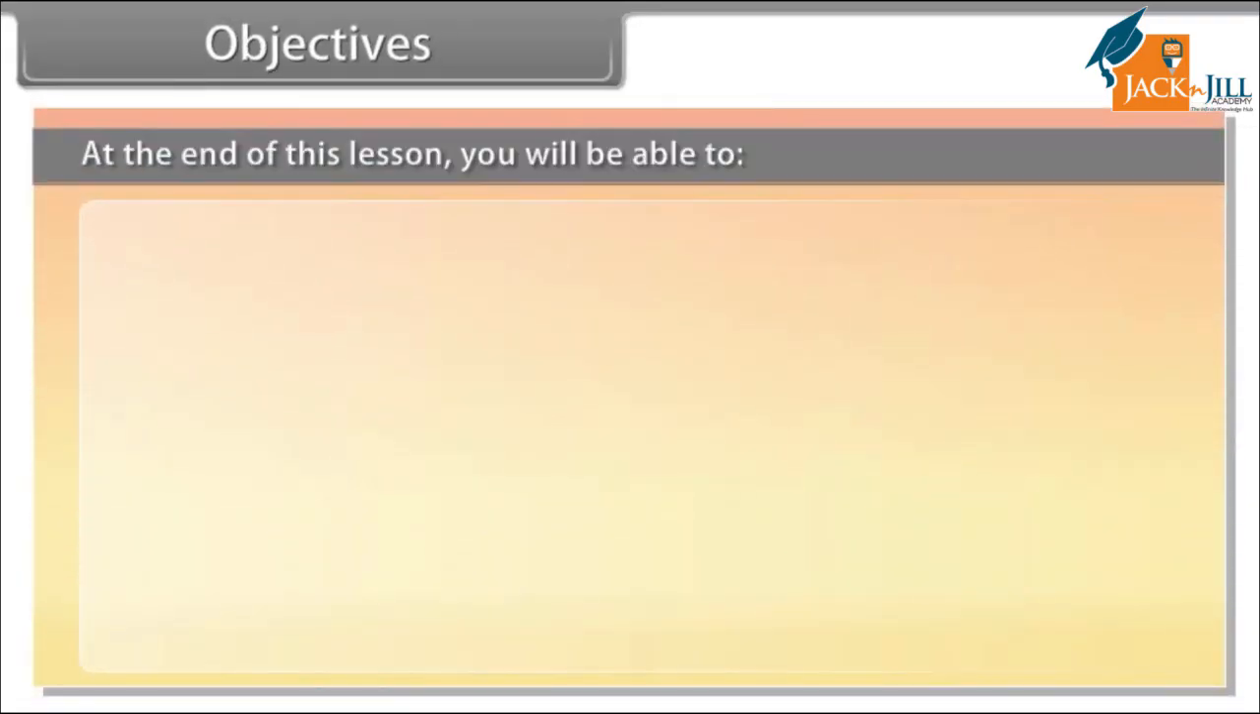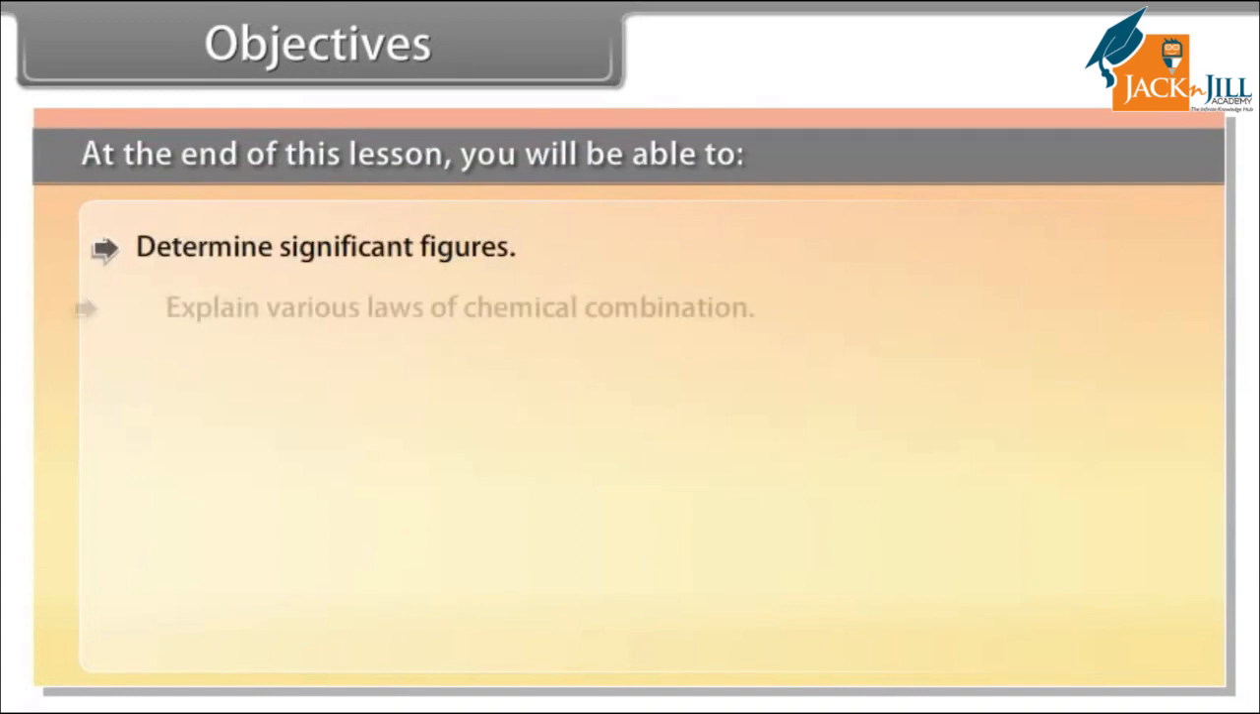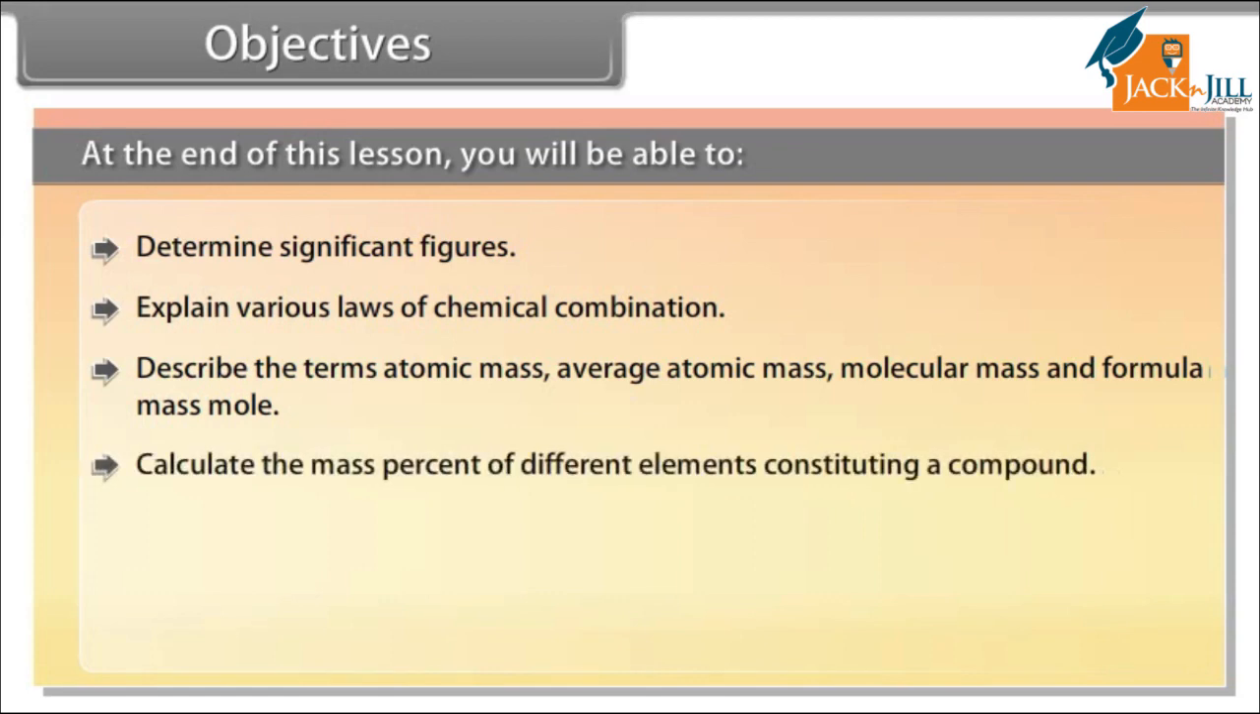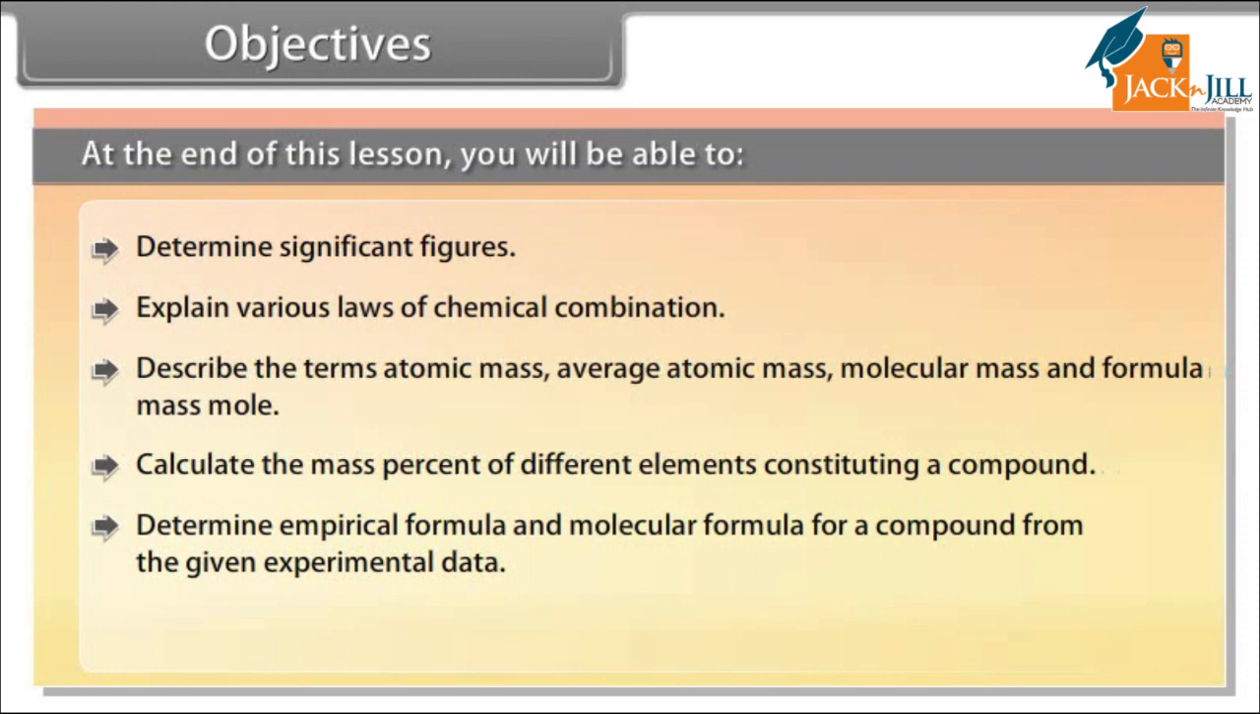At the end of this lesson, you will be able to determine significant figures, explain various laws of chemical combination, describe the terms atomic mass, average atomic mass, molecular mass, and formula mass, mole. Calculate the mass percent of different elements constituting a compound. Determine empirical formula and molecular formula for a compound from the given experimental data. Perform the stoichiometric calculations.